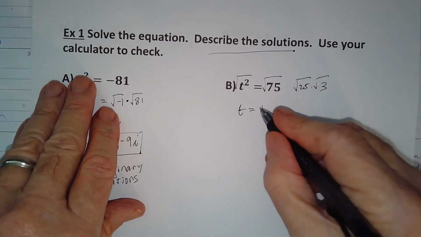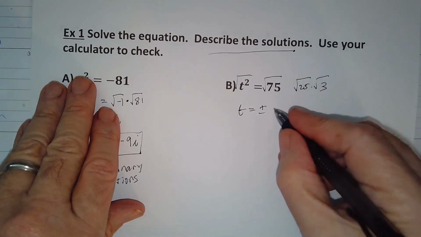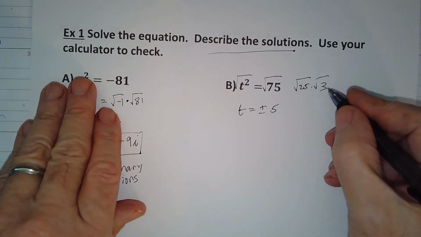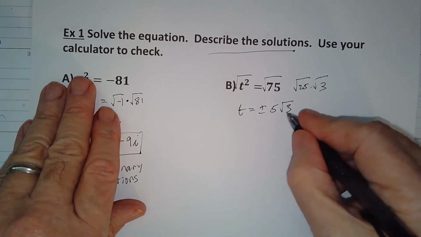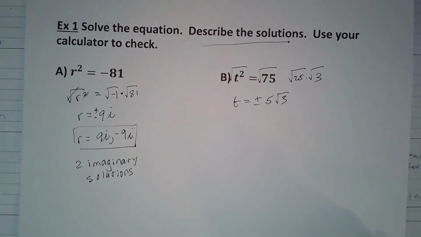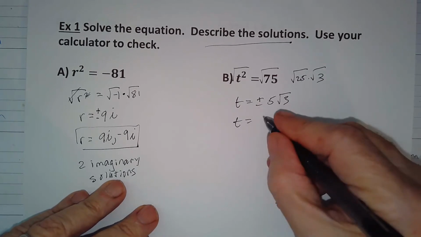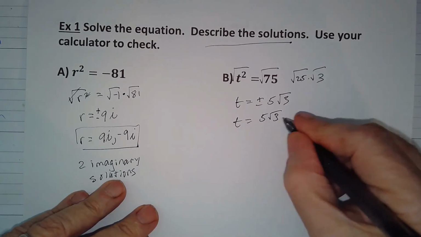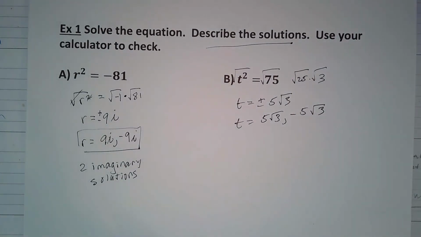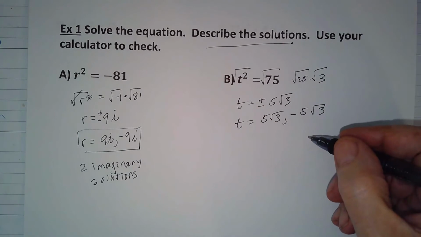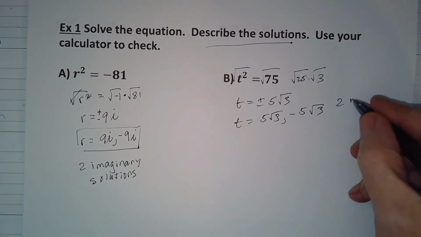And then we have plus or minus, and let's see, the square root of 25 is 5, and the square root of 3 just stays as it is because it doesn't have a partner to take it out of the square root jail. So you end up with t equals 5 square root of 3 and negative 5 square root of 3. So here we have two real solutions. Okay, two real solutions.